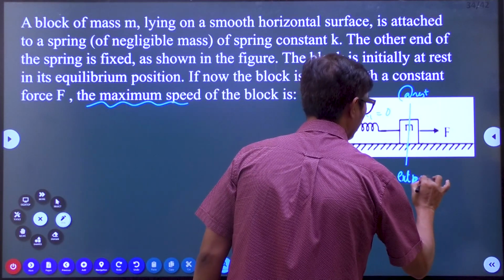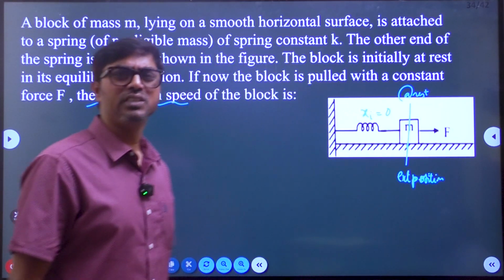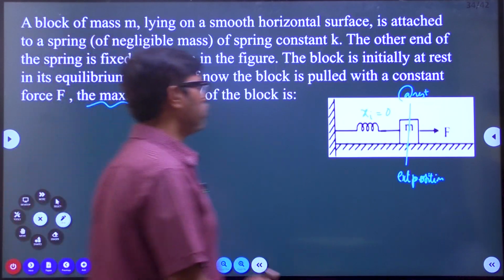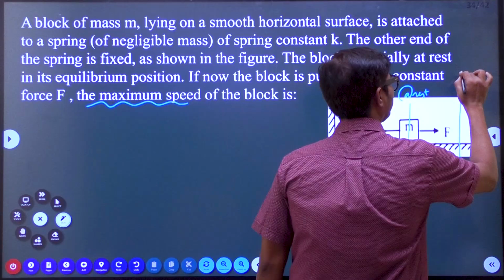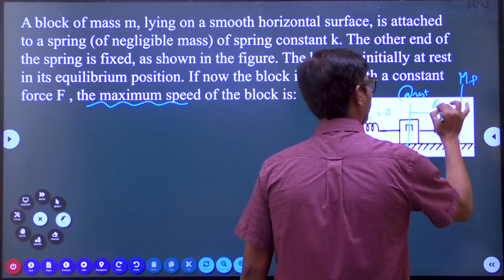It's going to be simple harmonic motion, right? If you understand that it is simple harmonic motion, the problem would be much easier. You don't have to use the work-energy theorem also. So this is the extreme position. There will be a mean position, let's write it as MP. The separation between them is the amplitude.